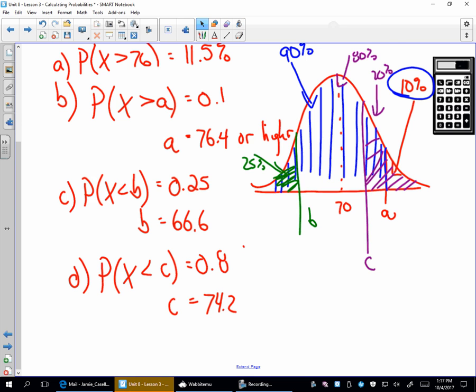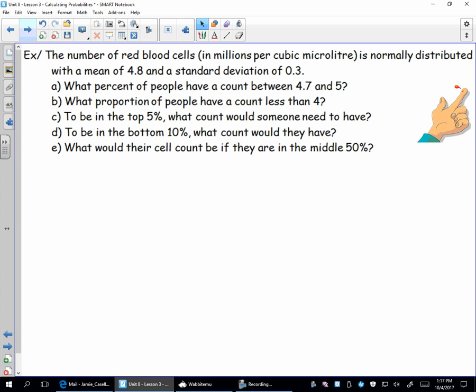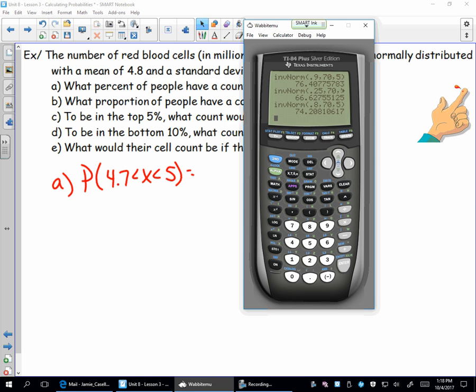Okay, last example. I get you to try all the different parts and pieces yourself. Can you figure out which one you need to do? The number of red blood cells is normally distributed with a mean of 4.8 and standard deviation of 0.3. What percent of people are between 4.7 and 5? Okay, I'm looking for percent, so I'm looking for a probability. I want to be between these numbers. It's straight up graphing calculator.